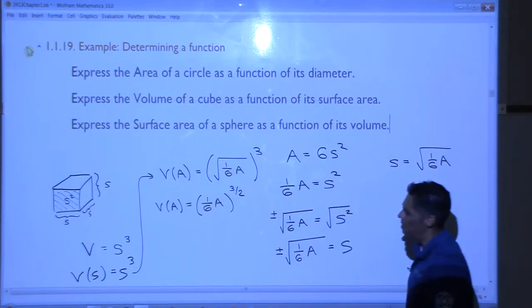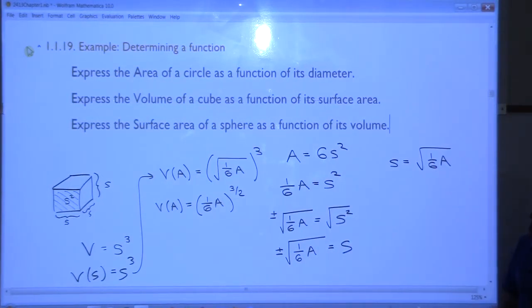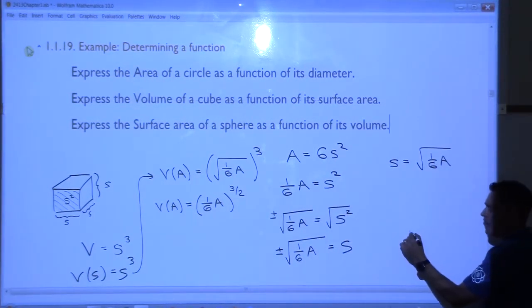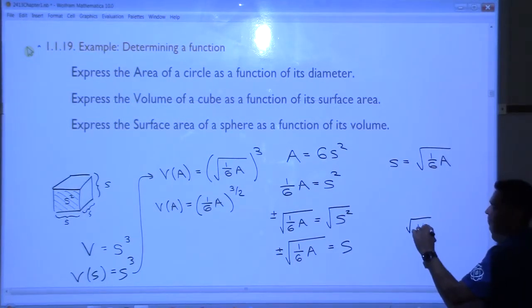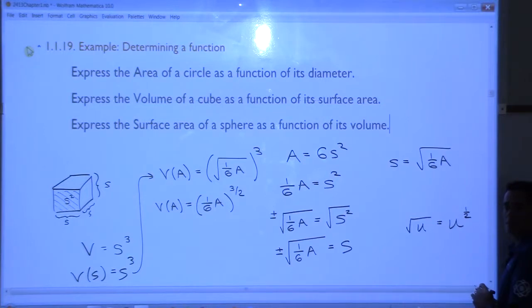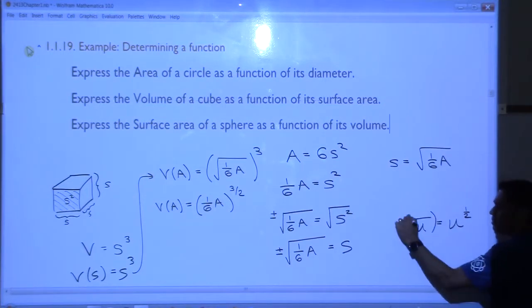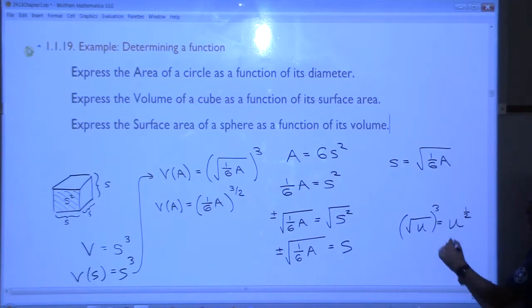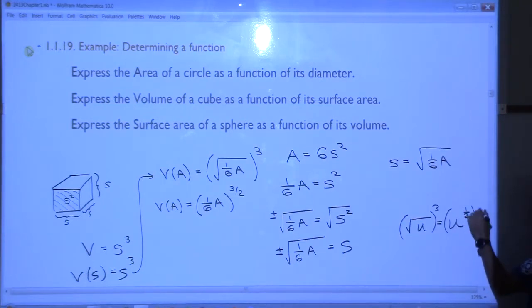Okay, so what did I do there? Yeah, I used the fact that the square root of something, I'm going to call it u, is the same as u being raised to the half power, right? So if I take some square root of something and cube it, it's the same as taking that thing to the 1/2 power and cubing it. And then when you take something to a power, you multiply the two powers. 1/2 times 3 is 3/2.